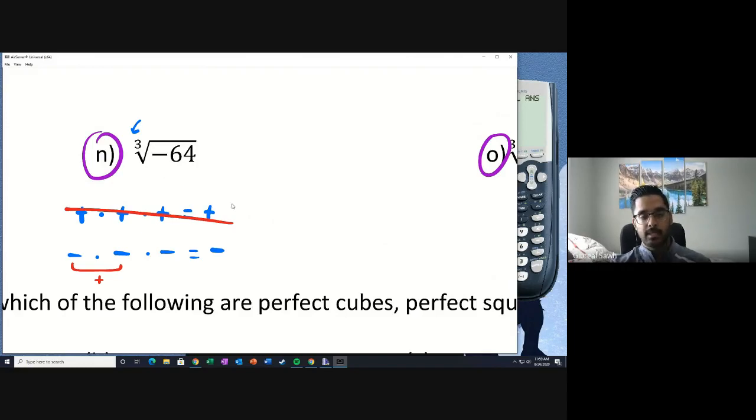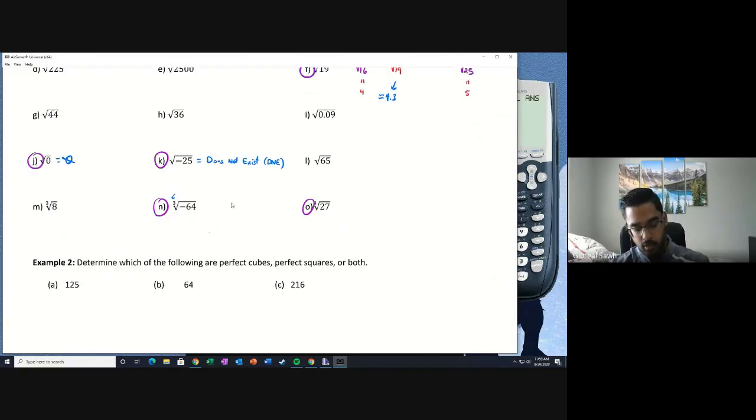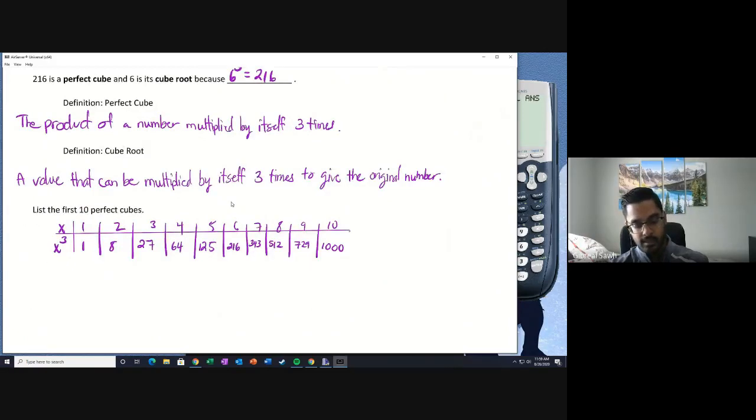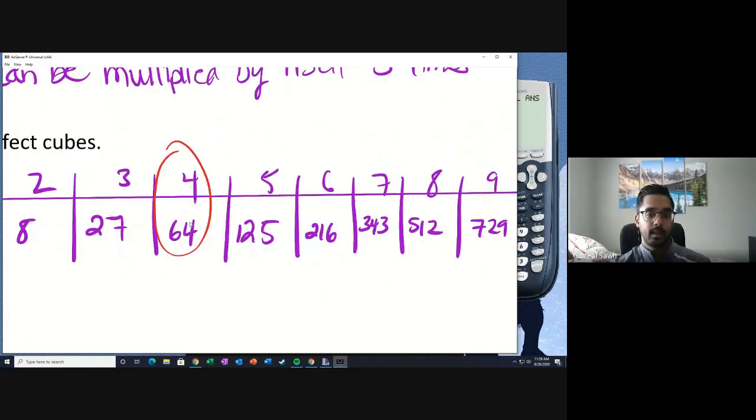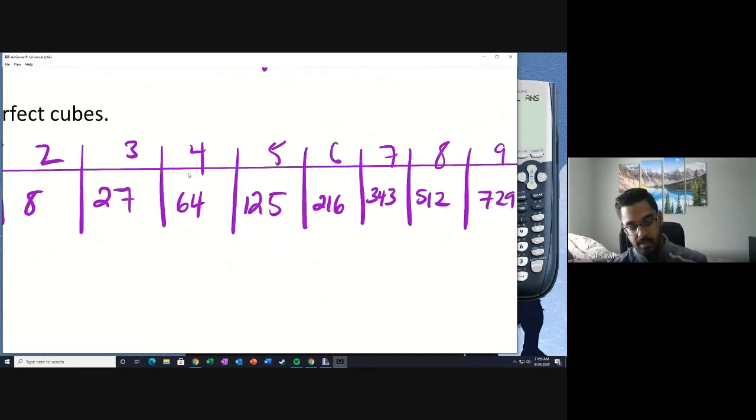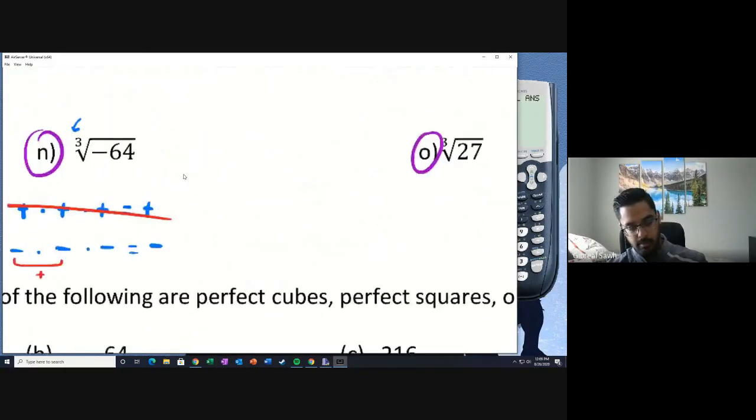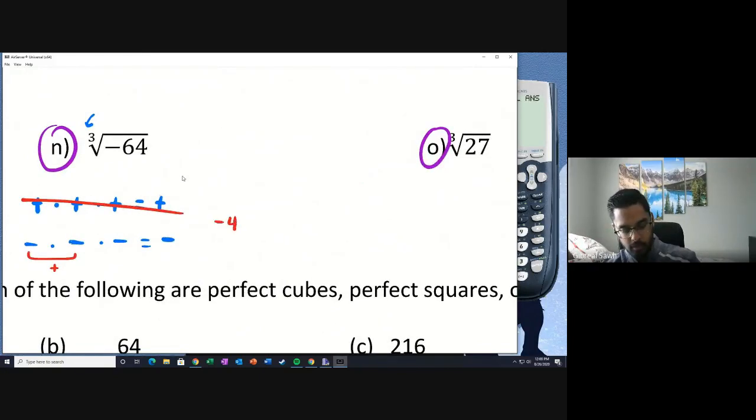So if I think back to my perfect cube chart, and I can even go back and look, 64 is on it. Okay, and its cube root is 4. That must mean that if I start by doing negative 4 times negative 4 times negative 4, I'm actually going to get 64. But remember what we said about the negative signs. This is going to give me negative 64. So the cube root of negative 64 is negative 4. And this one does work.